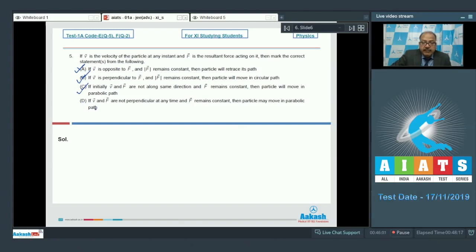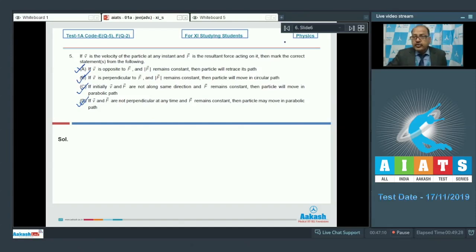Option D says if v and F are not perpendicular at any time and F remains constant, then the particle may move in a parabolic path. Well, if v and F are not perpendicular and the force vector remains constant, then in general the particle will move along a parabolic path. So option D is also correct. That means for question 5, all 4 options are correct.